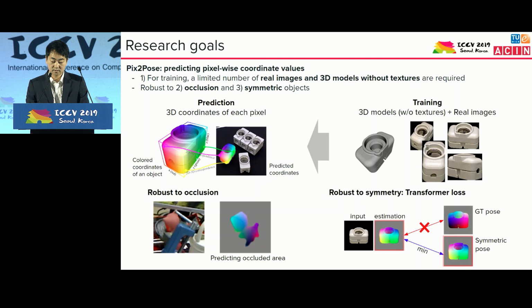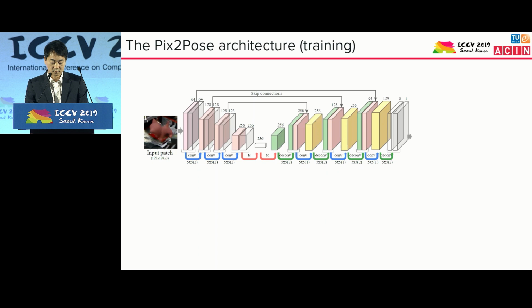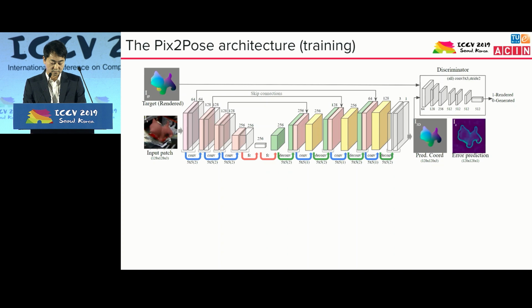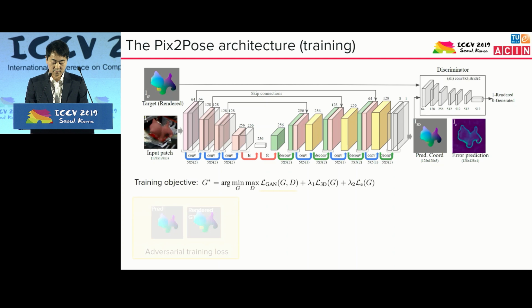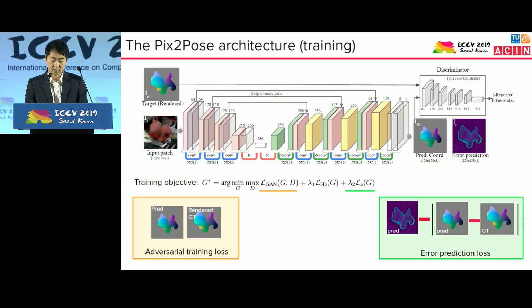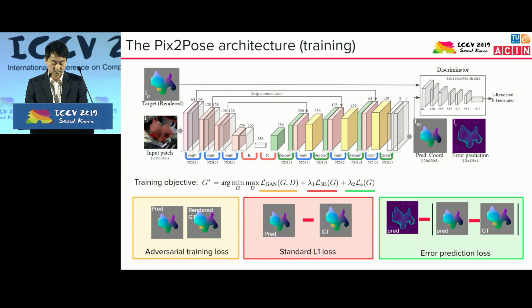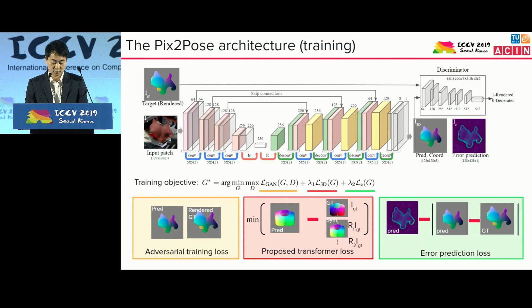The architecture of PixelPose is an encoder and decoder structure. The outputs of the network are 3D coordinates of an object in the local frame and expected errors. To enhance the reconstruction performance, we employ adversarial training by adding a discriminator. Therefore, the training objective has three components. The first term is the adversarial training loss, and the last term is to precisely estimate the prediction errors. The second term, in the middle, is the reconstruction loss for the desired target. As mentioned, we consider symmetric objects in this loss. I will show more details about this loss function.